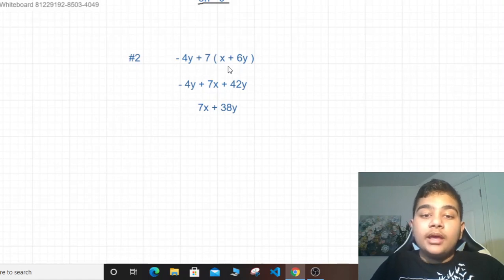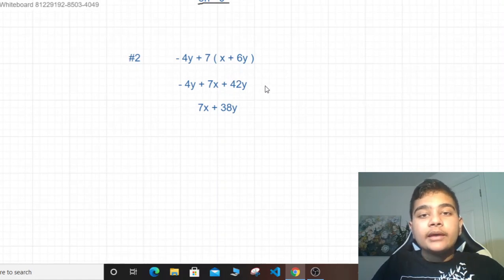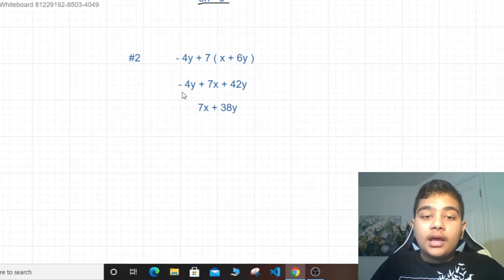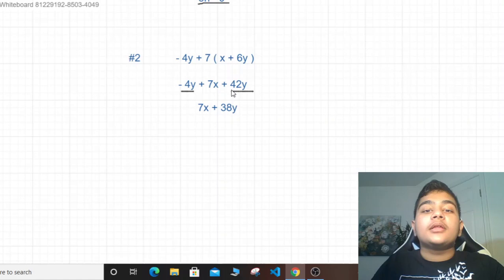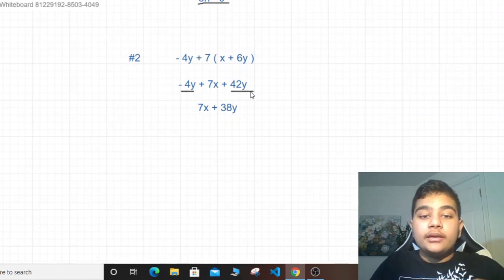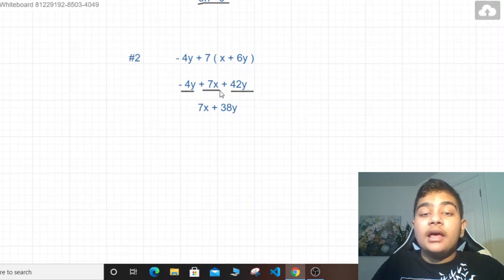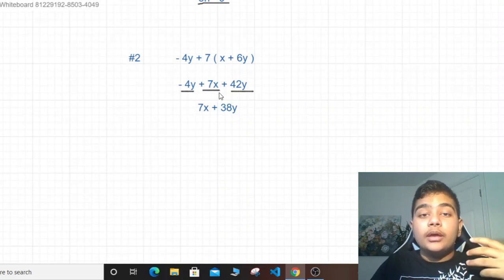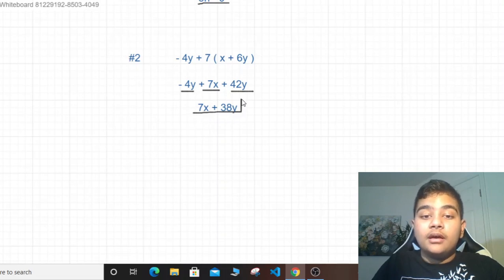7 times x equals 7x. 7 times 6y equals 42y. Next, just like last time, we look for like terms. We can see that y has two like terms. We have negative 4y plus 42y, which will get us to 38y. But we can see that 7x has no like terms, so we just move it down and we get 7x. So here's our answer.